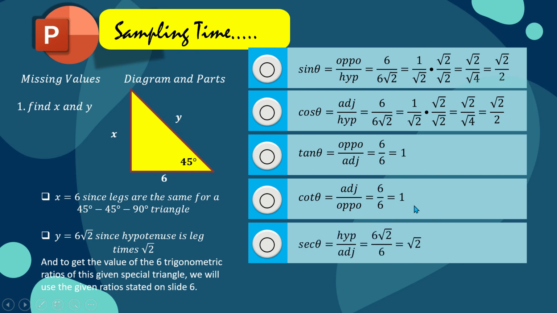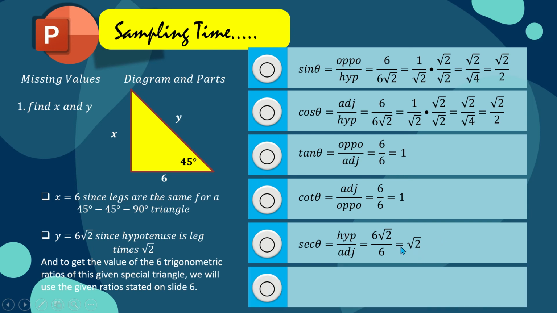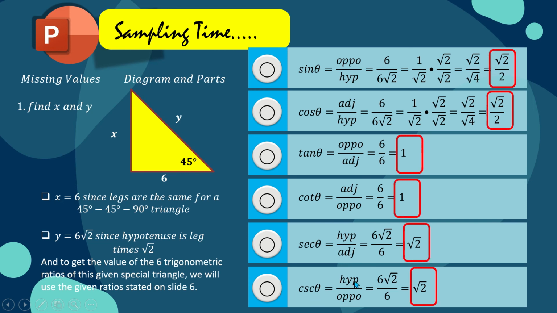Followed by secant function. Secant theta is hypotenuse over adjacent. So ang hypotenuse 6 square root of 2 over adjacent 6. Mao nang 6 square root of 2 divided by 6, makakansel ang 6. 6 divided by 6 is 1, or simply square root of 2. Lastly, cosecant or CSC. Hypotenuse y over opposite x. So y is 6 square root of 2 over x, which is 6. So 6 square root of 2 divided by 6. Cancel ang 6, mabilin ang square root of 2.